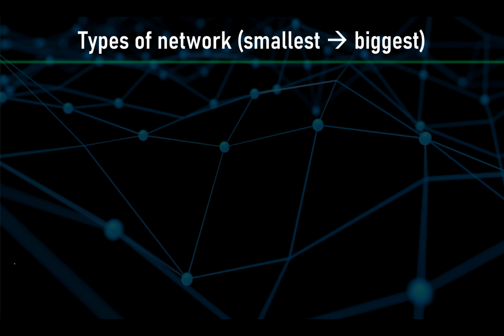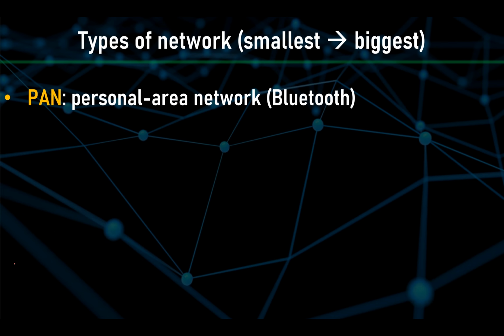Then if we look at the types of network from smallest to biggest, we have PAN, personal area network, e.g. Bluetooth. So I suppose connecting your phone to your computer.